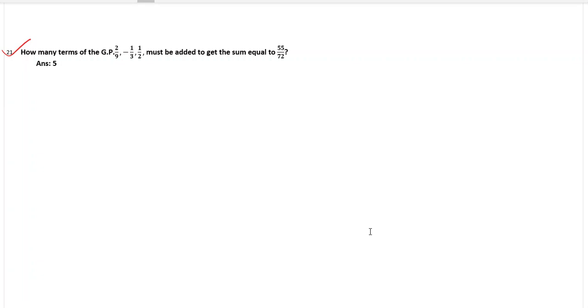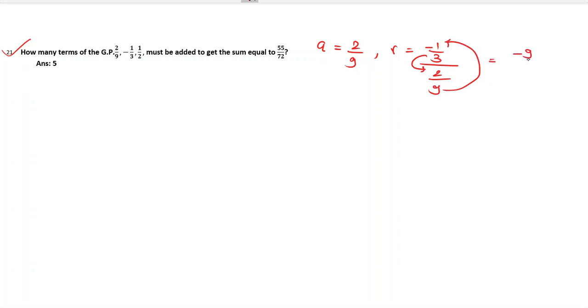Now we already know the GP. What is the first term of the GP? 2 by 9. What is the common ratio? Minus 1 by 3 divided by 2 by 9. 3 comes down, 9 goes up. So it will become minus 9 by 3 into 2, which is minus 3 by 2. This is your common ratio.